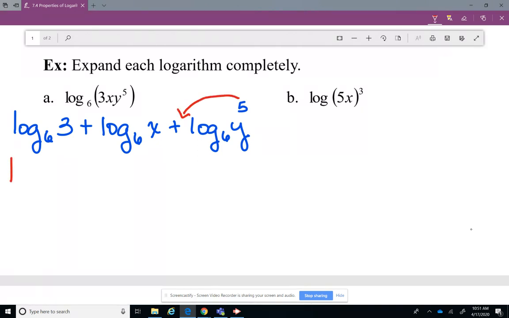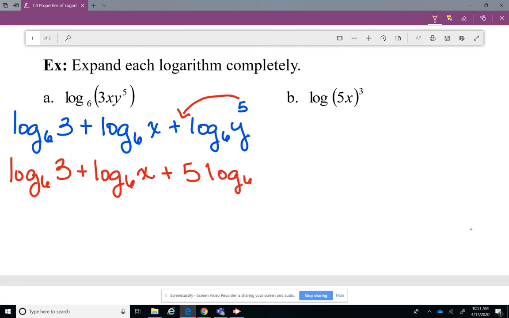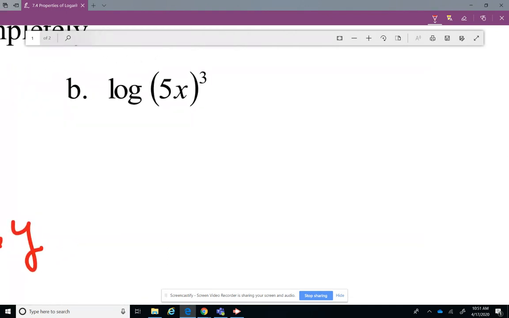So it's going to look like this. Log base 6 of 3 plus log base 6 of x. Plus, you're taking the exponent or the power and you're putting it in front. It becomes the coefficient. So 5 log base 6 of y. All right, and that's the first one. All right, the next one.